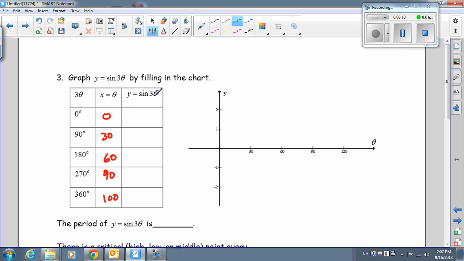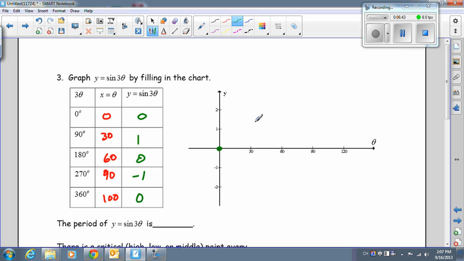Now, y equals sine 3 theta. Sine 3 times theta, or sine 0 here, is 0. You should get 1, 0 again, negative 1, and 0. Let's go ahead and try to graph it. 0, 0 start here. Of course, whenever it's sine, it starts at the origin. If it was cosine, it will start on the axis, high up there or low down here. But sine usually starts at the origin.